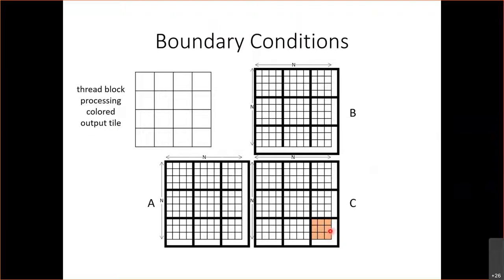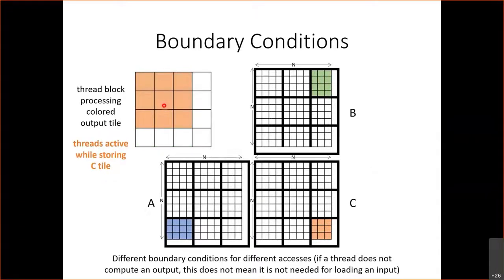So, for example, if this corresponds to the threads inside of this thread block and we want to load this tile of A and this tile of B, we'll notice that these threads are going to be active when we load this tile of A. These threads are going to be active when we load this tile of B, but then only these threads are going to be active when we compute and when we store. So this is something that we have to be careful about.